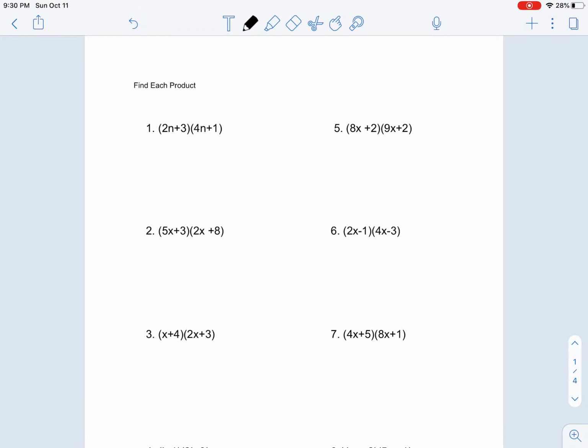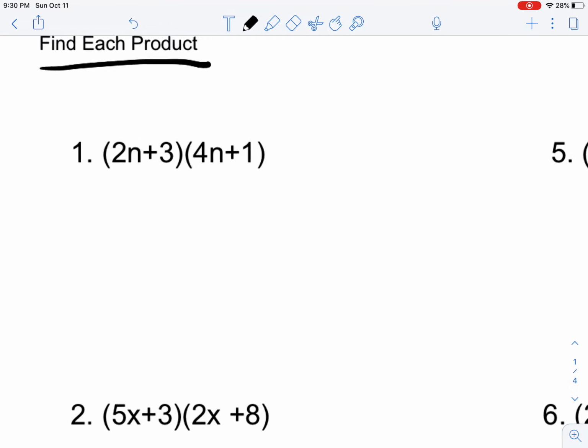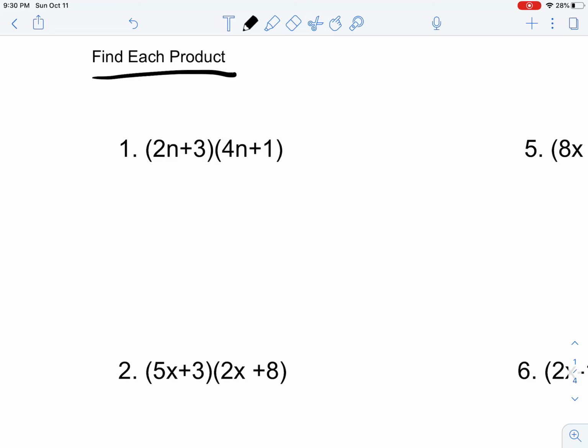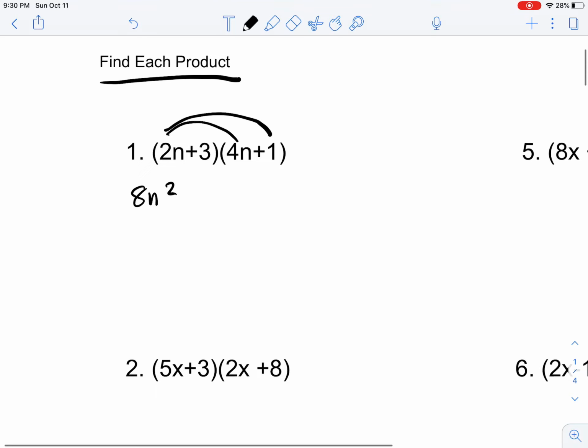So let's start off with find each product. Basically, we're just distributing each of these numbers to here. In this case, 2n times 4n is 8n squared. 2n times 1 is 2n.